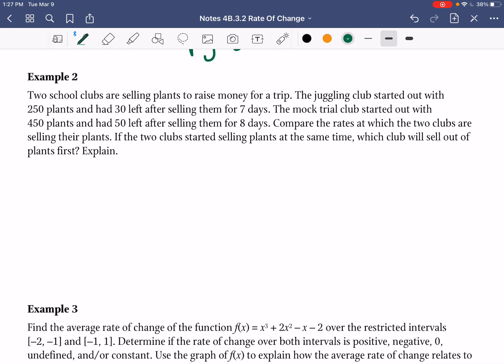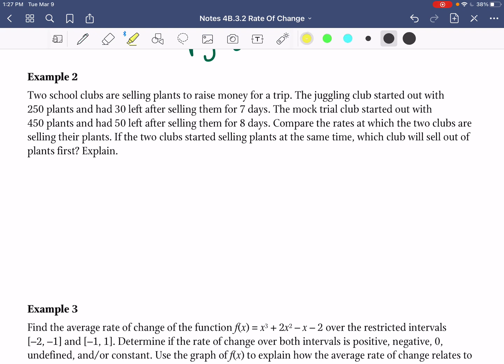Example 2, so we're skipping example 1, says 2 school clubs are selling plants to raise money for a trip. The juggling club started off with 250 plants and had 30 left after selling them for 7 days. The mock trial club started out with 450 plants and had 50 left after selling them for 8 days. Compare the rates at which the 2 clubs are selling their plants. If 2 clubs started selling plants at the same time, which club would sell out of plants first?